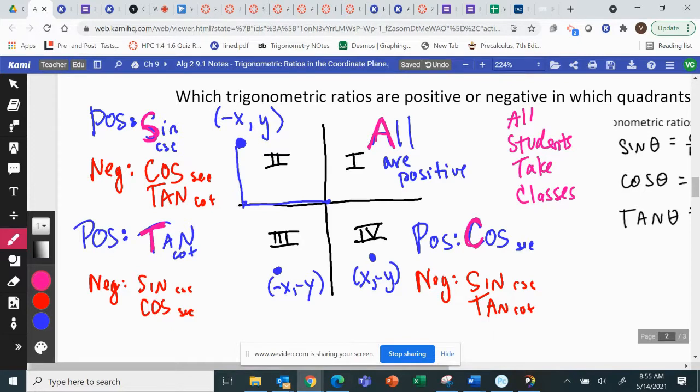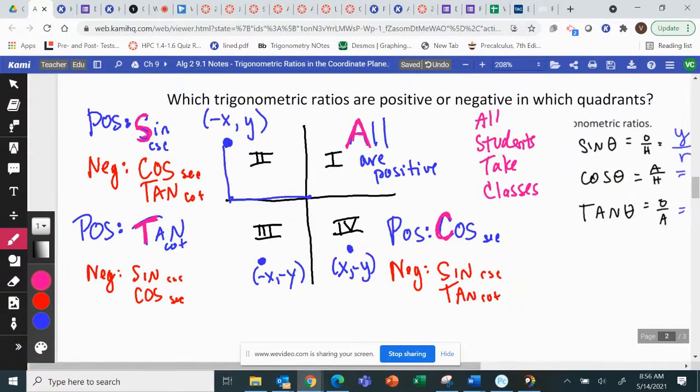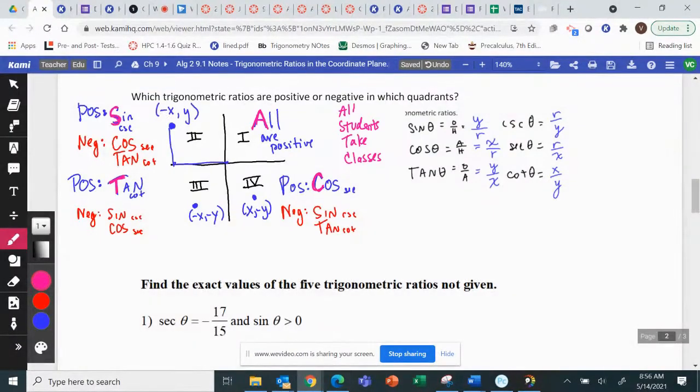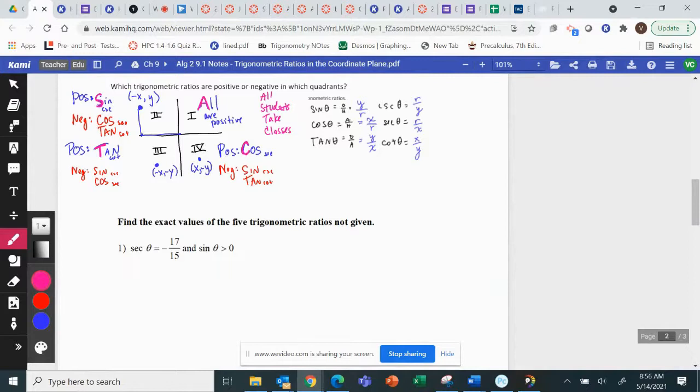All students take classes. In the first quadrant, all are positive. In the second quadrant, sine is positive. In the third quadrant, tangent is positive. In the fourth quadrant, cosine is positive. So that's just in case you forget about your positive, negative stuff. You don't have to have all that memorized if you're drawing your triangles correctly.